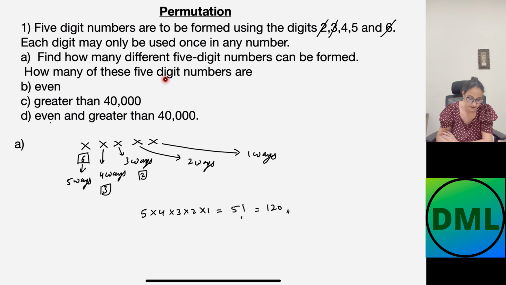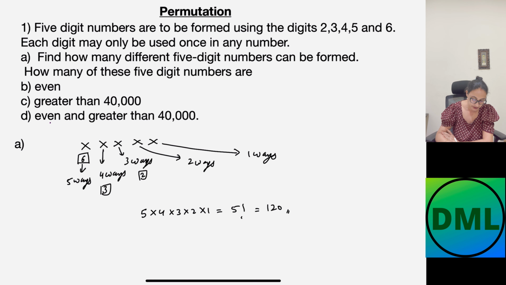How many of these 5-digit numbers are even? For the even numbers, the last place should be even. How many options do I have for the even number? We have 2, 4 and 6. There are 3 values which are even. Out of these 3 values, I can make an even number. I have to make a 5-digit number.